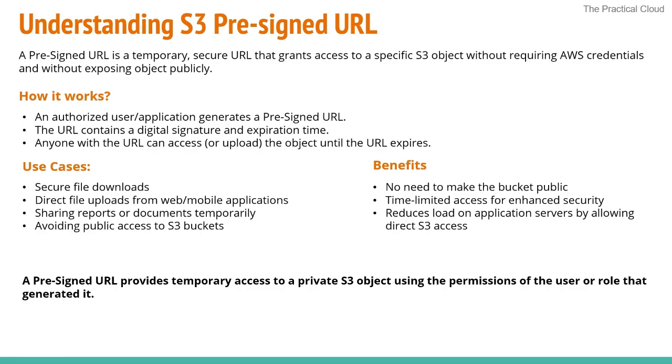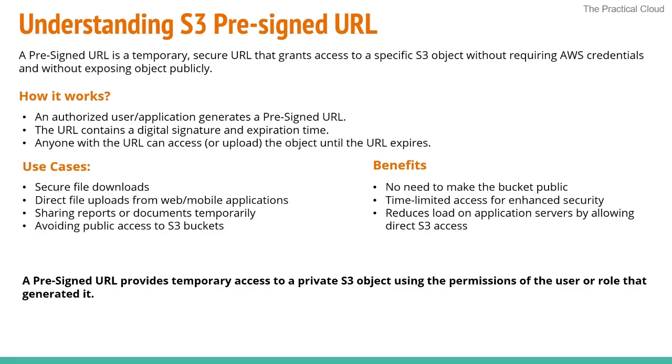So pre-signed URLs are commonly used for secure file downloads, direct uploads from web or mobile applications, temporary document sharing, and avoiding public access to S3 buckets. The biggest benefits are improved security, time-limited access, and reduced load on your application server because users interact directly with S3. So remember this key takeaway: a pre-signed URL provides temporary access to a private S3 object using the permission of the user or role that generates the URL.